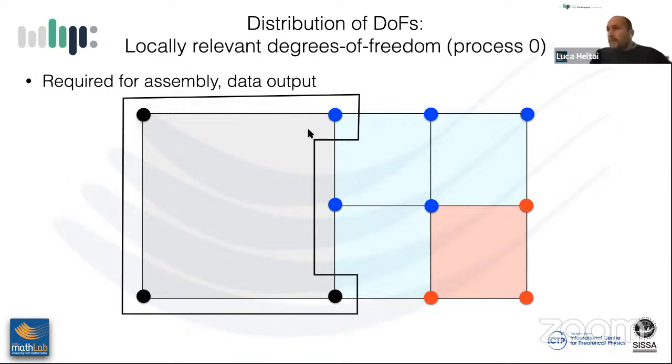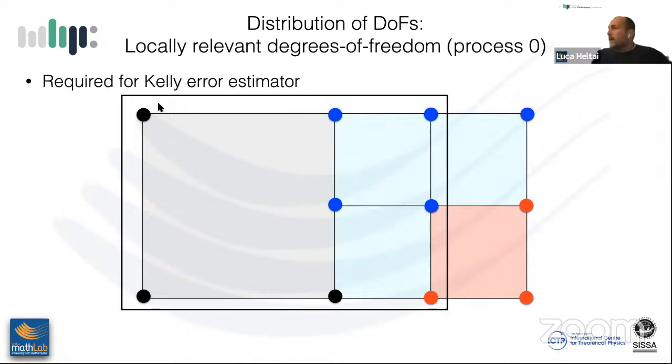Okay, so for the output, you need this. But if you need, for example, to compute the gradients on the face or the jump of the gradients on the face, you need to have access to all degrees of freedom here, but also to all degrees of freedom here, because for the jump of the gradients of a solution, if you have a solution vector U, you will need to have access also to the degrees of freedom associated with these 4 points. So if you actually look at this, for the Kelly error estimator, you need to have access to all of these guys. And this is just for process 0.